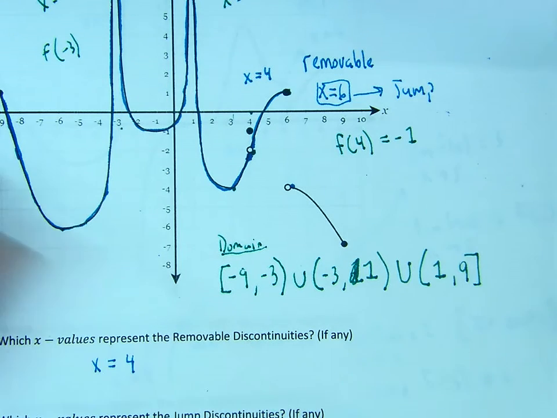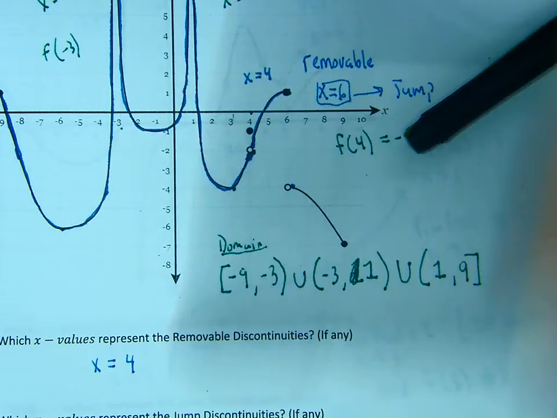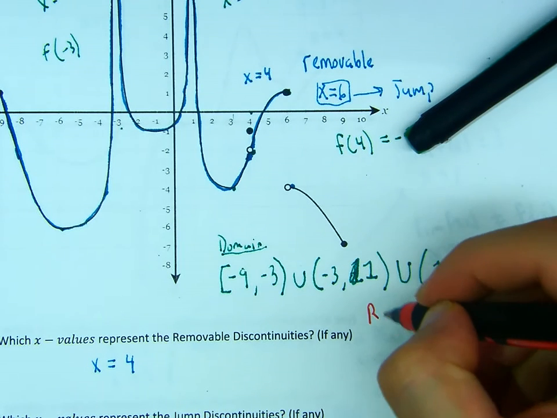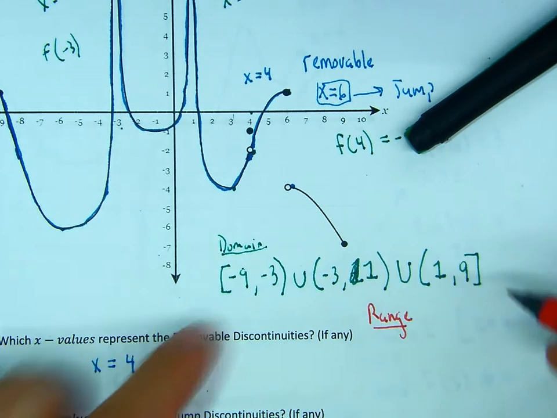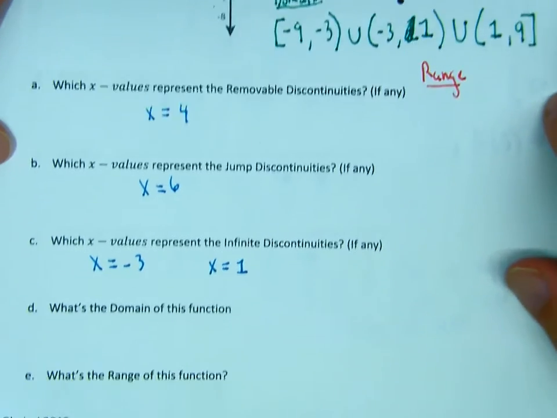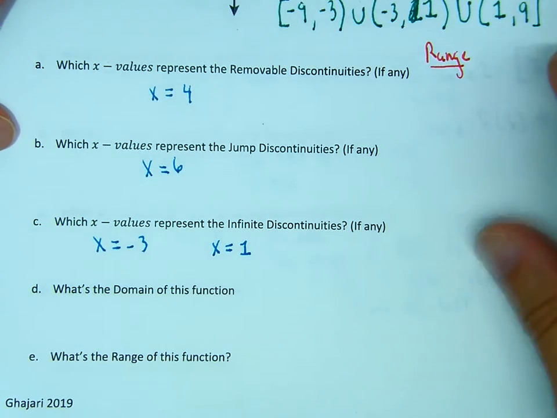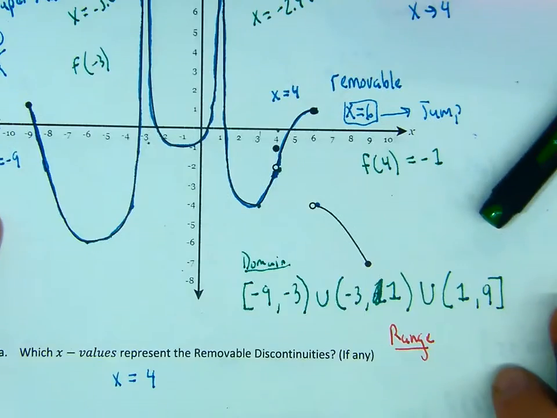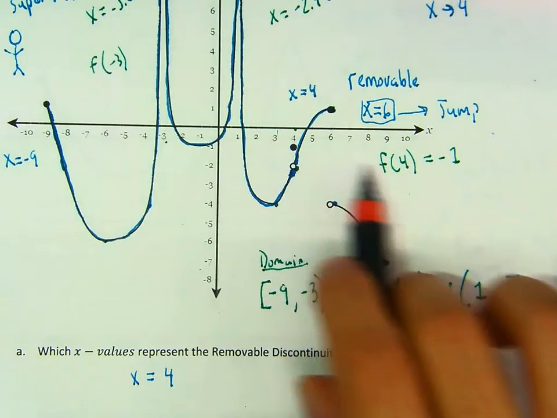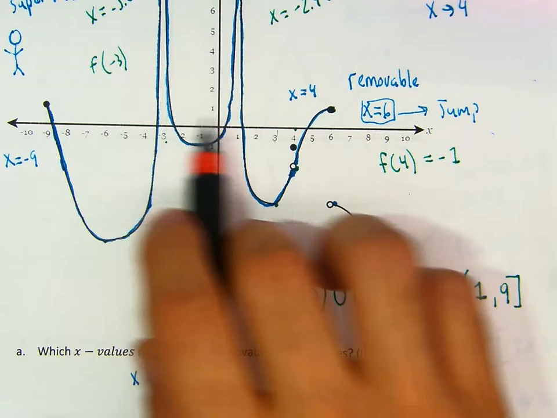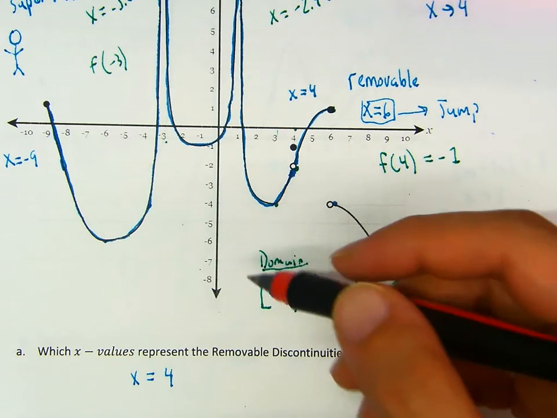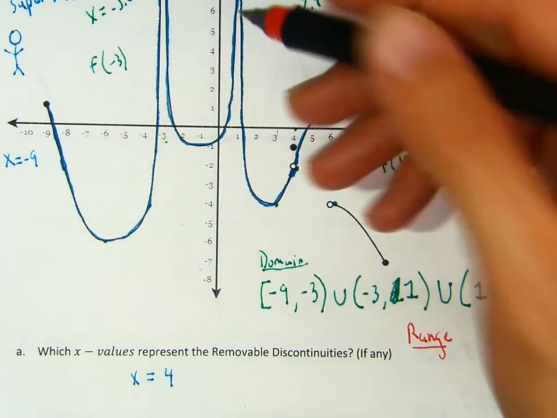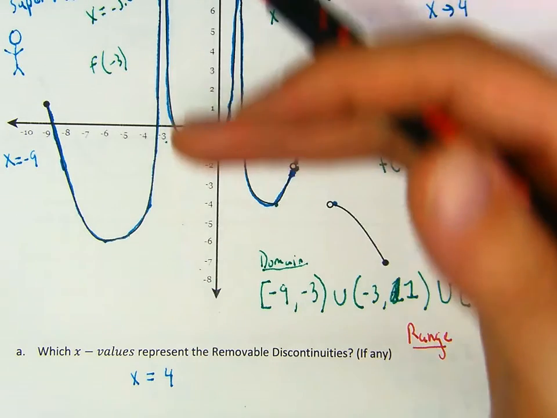What's the next part? We got to do the range. So notice that, here, let me put it over here. And notice that this domain is what you would put for over here, right? Now let's do the range. For domain, we did left and right, correct? We found all the x values. Now for range, we're going to think down and up. We're going to start from the lowest y value to the highest y value.